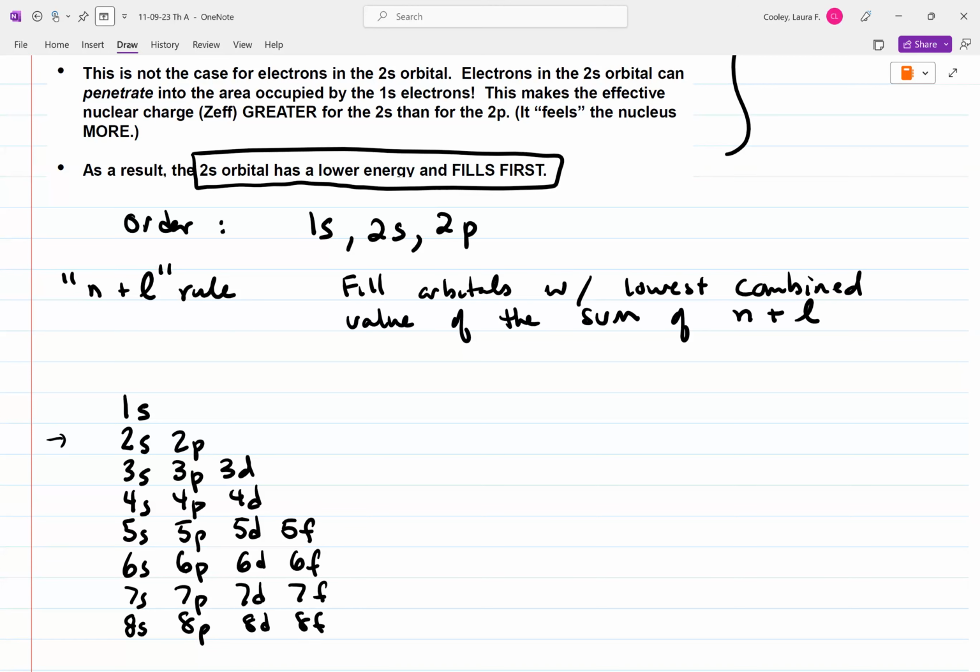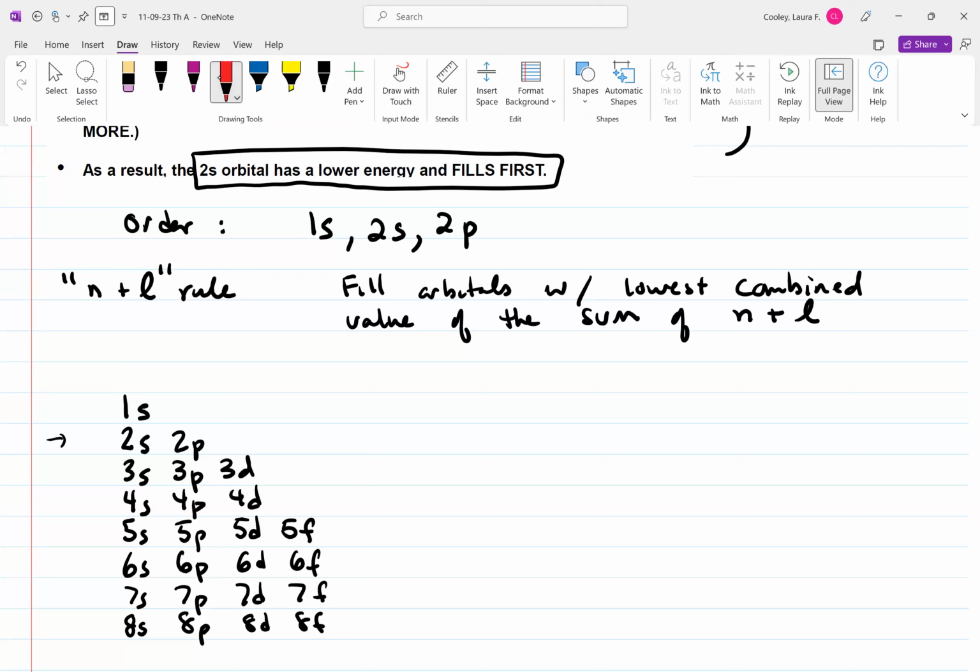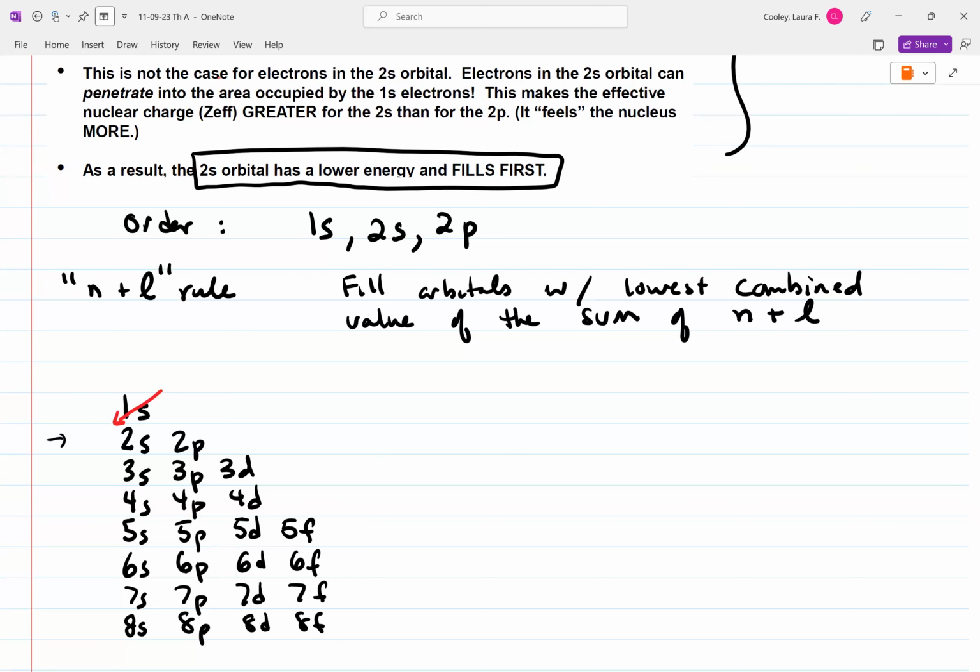That's enough. And then you draw diagonal lines going this way. So 1s, 2s, 2p, 3s, 3p, 4s, 3d, 4p, 5s. This tells you the order.